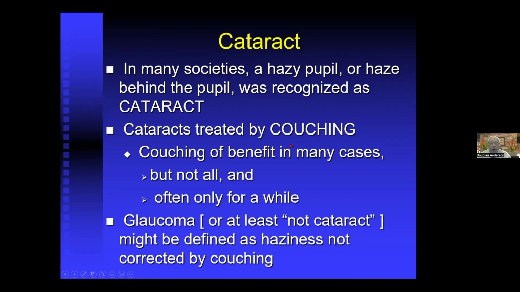Couching was a process by which you would insert a needle into the eye through the pars plana and engage the lens and rotate it down to the inferior equator and get it out of the way. The best surgeons were the ones who could do it the quickest, in less than a second, because it was very painful. Glaucoma was then a haziness that was not corrected by couching, or vision was not restored.